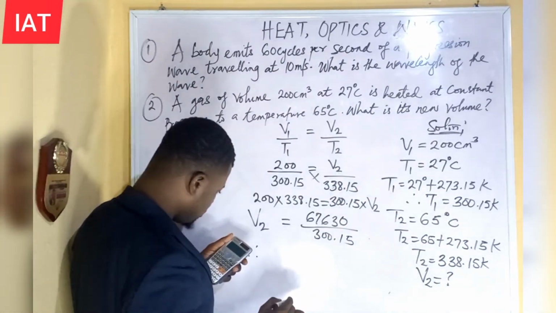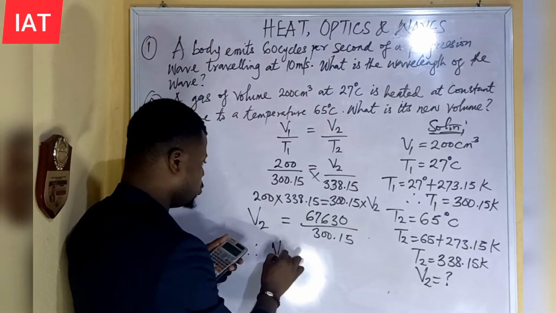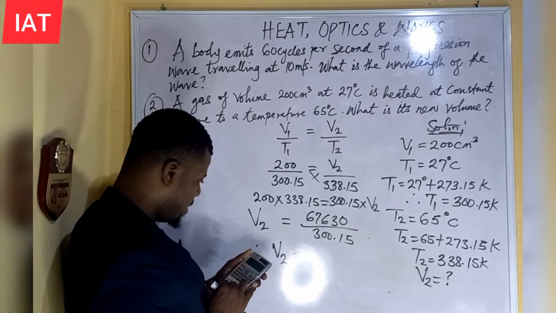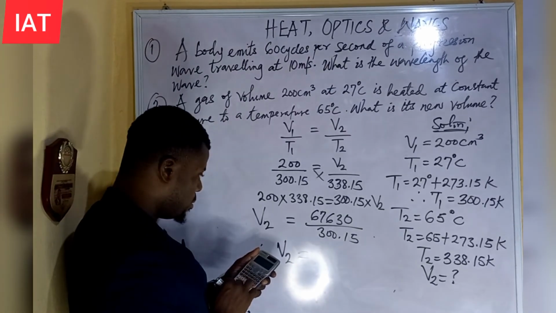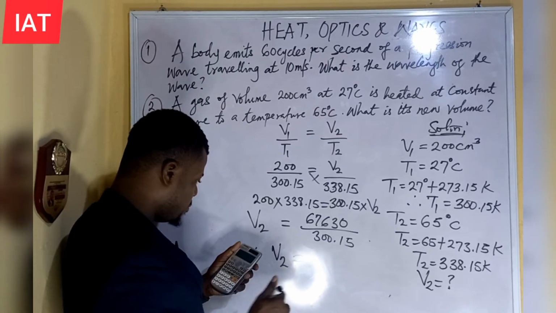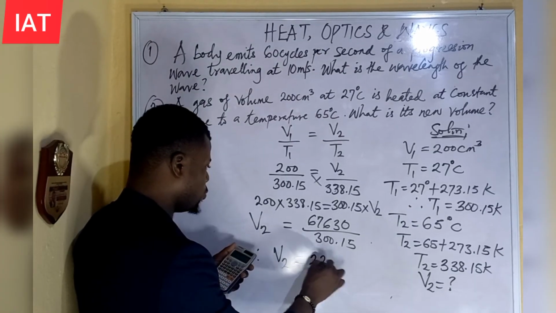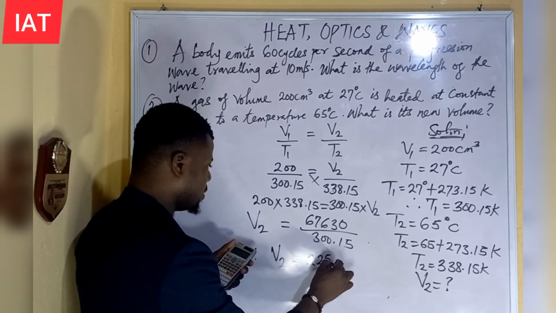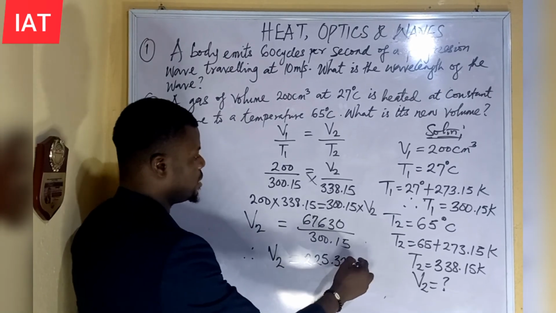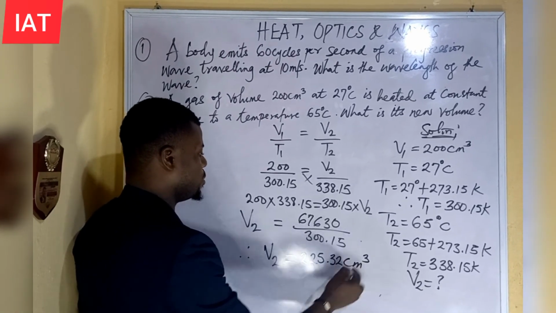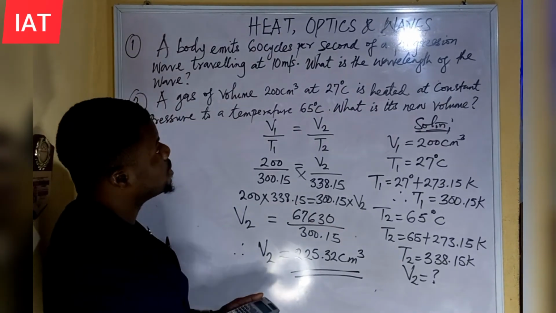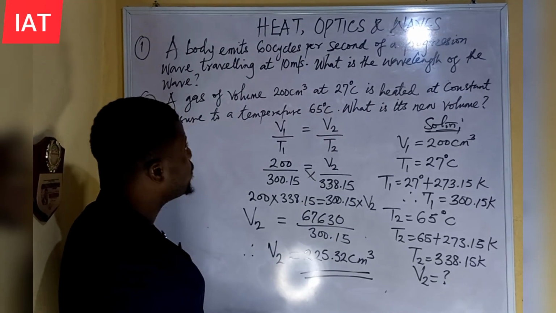Therefore V2 will be equal to this divided by 300.15, and the result we have is 225.32. The volume is given in centimeter cubed. So this is what we are asked to calculate, which is the final or the new volume.